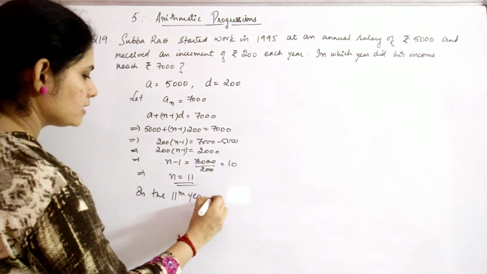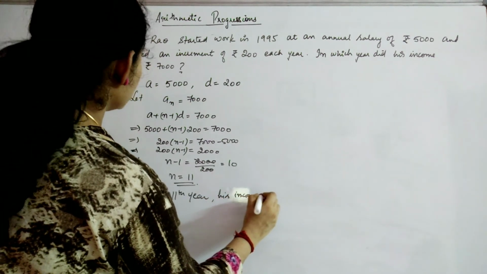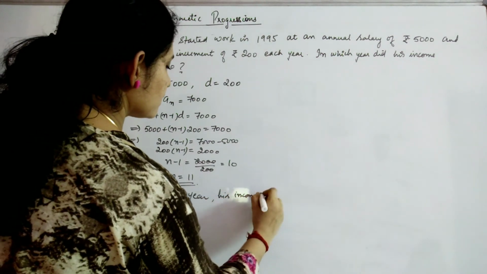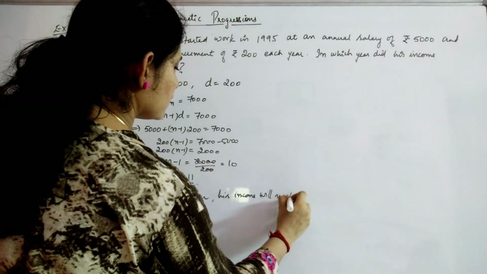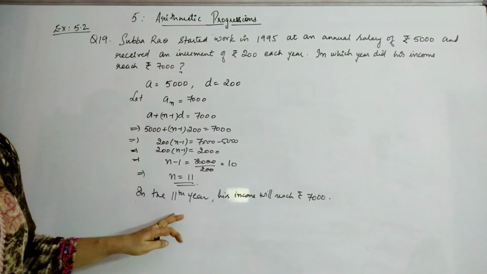So you can just say that in the 11th year, his income will reach rupees 7,000. Now, which will be that year that we need to calculate?